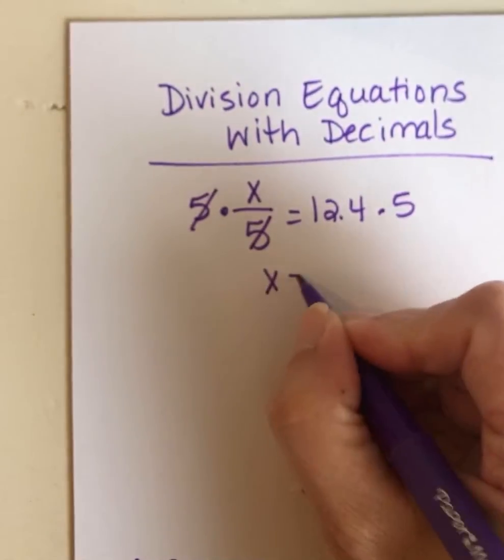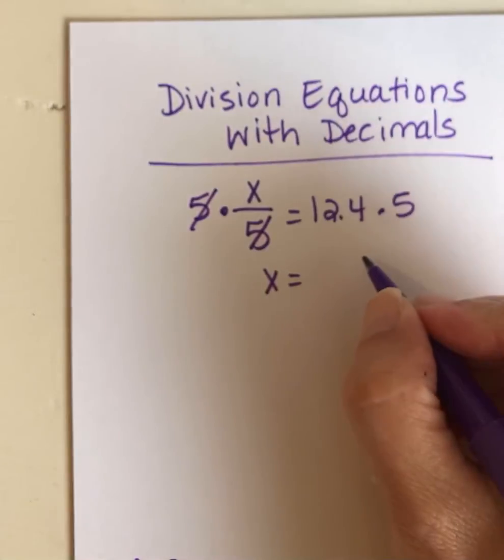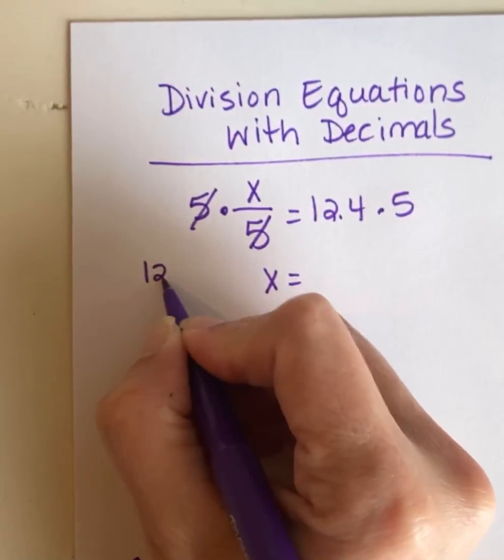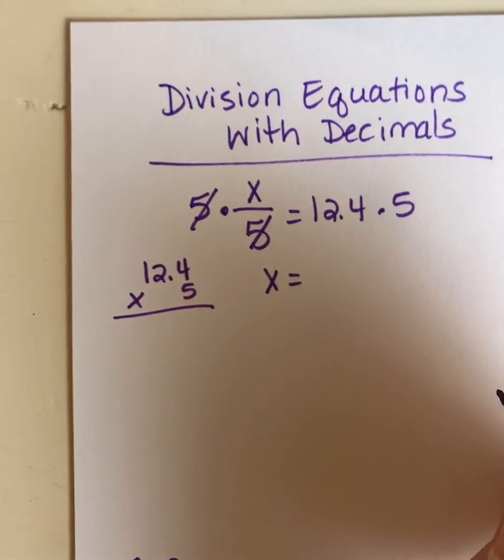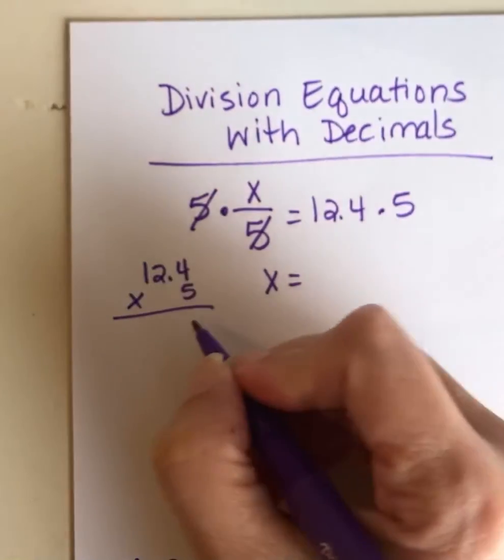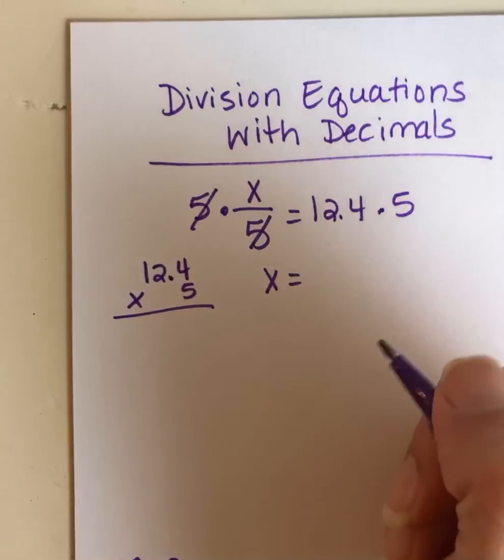So X equals 12.4 times 5. This is where you're going to have to come over here and do some scratch work. 12.4 times 5. And remember, when we multiply with decimals, we do not need to line up the decimals. We're just going to put the decimal in the answer when we're done.